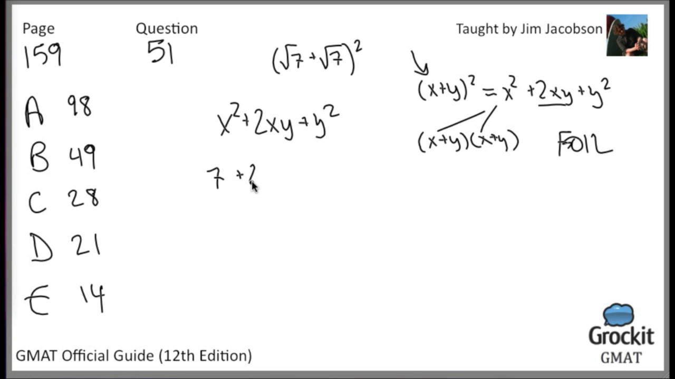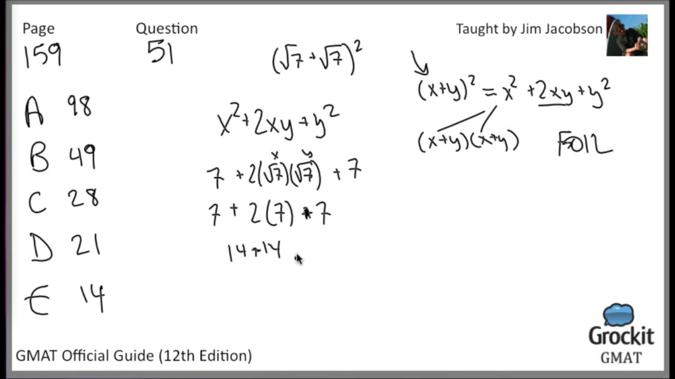because maybe I should write that out to make it clearer. So we're going to write 2 times the square root of 7 times the square root of 7. This is our x, and this is our y. And then y squared is going to be the 7 at the end here. So remember, though, the square root of 7 times the square root of 7 is the same thing as the square root of 7 squared. So this just ends up being 7 plus 2 times 7 plus 7. So 14 plus 14 equals 28, which is answer choice C.